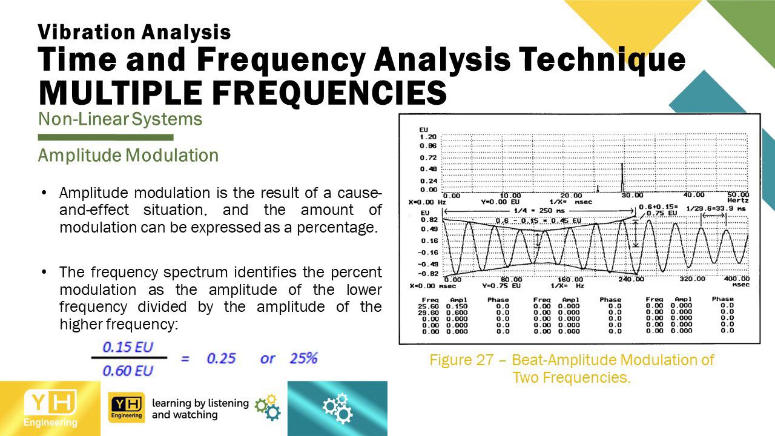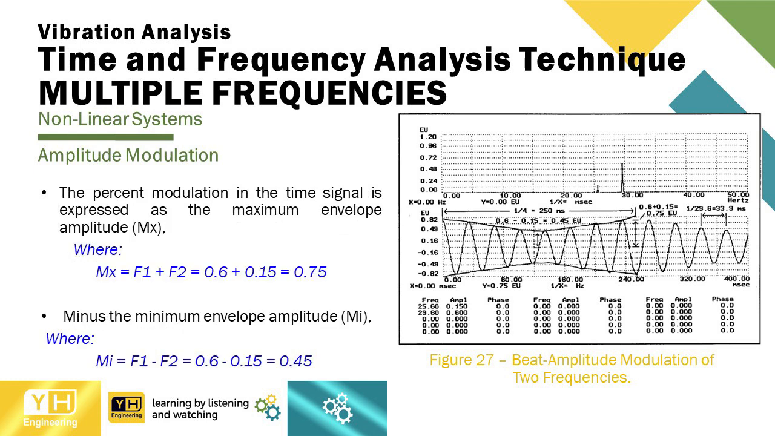Amplitude modulation is the result of a cause and effect situation, and the amount of modulation can be expressed as a percentage. The frequency spectrum identifies the percent modulation as the amplitude of the lower frequency divided by the amplitude of the higher frequency, as shown in the equation. 0.15 engineering units divided by 0.60 engineering units, equals 0.25, or 25%.